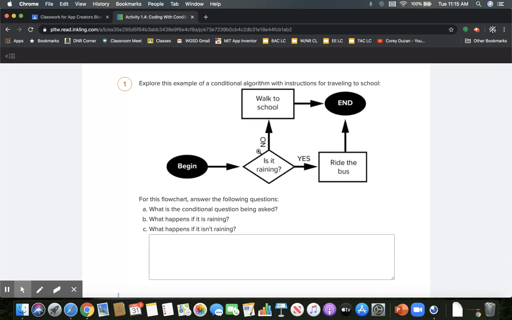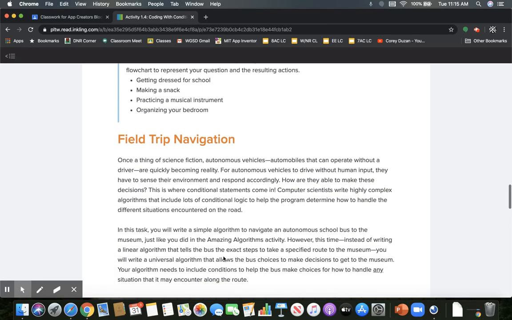The conditional question being asked here is, is it raining? If it is raining, ride the bus. If it isn't raining, walk to school. That's how you do a conditional statement. That's really all the addition is.